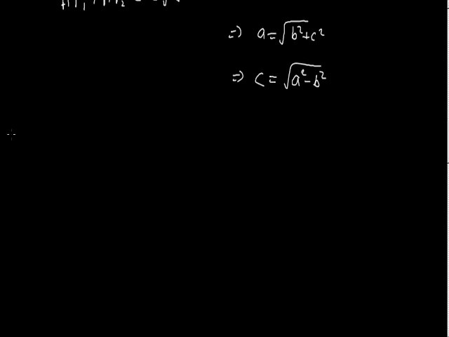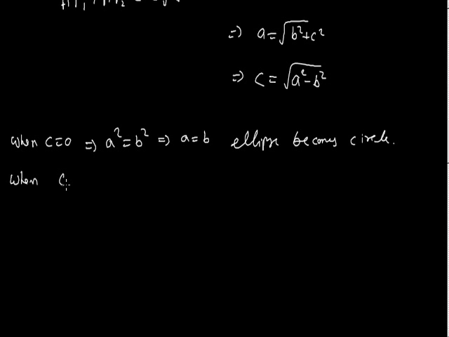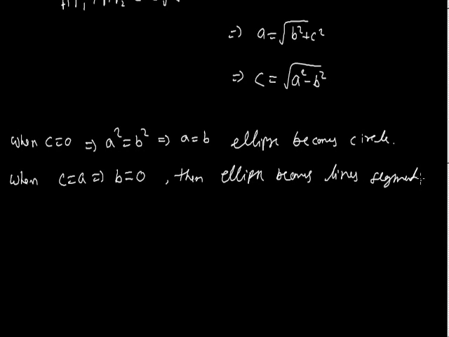Now here, we can see that when c is equal to 0, it shows that a square is equal to b square, or we can say a is equal to b. So in this case, ellipse becomes circle. And when c is equal to a, it shows b is equal to 0, then we can say ellipse becomes line segment. So in these two cases, ellipse can change into circle or line segment.